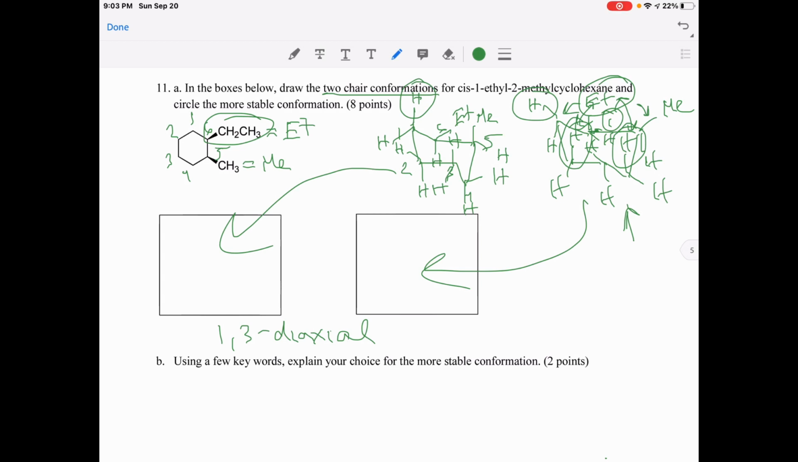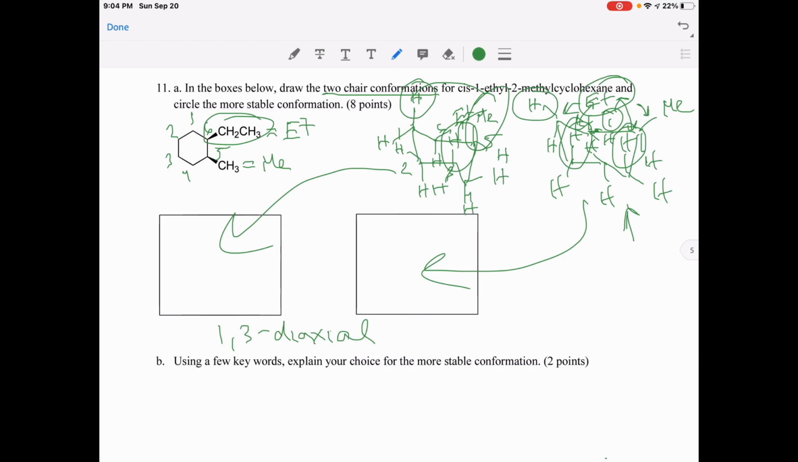And when we look at both of them, really, both of them have 1,3-diaxial interaction. See, in the right conformation, the ethyl group is the one that's undergoing 1,3-diaxial interaction. But when we look at the structure on the left, the methyl group is actually the one that is undergoing 1,3-diaxial interaction. So the question then is, which diaxial interaction is stronger? Which one causes the molecule to become less stable?